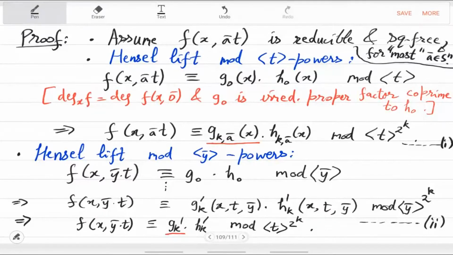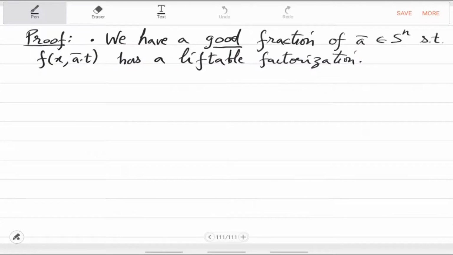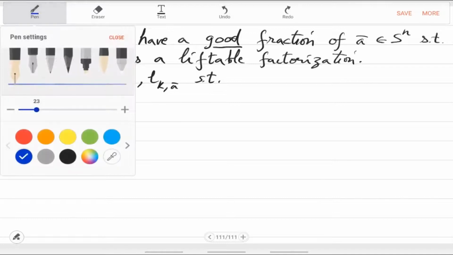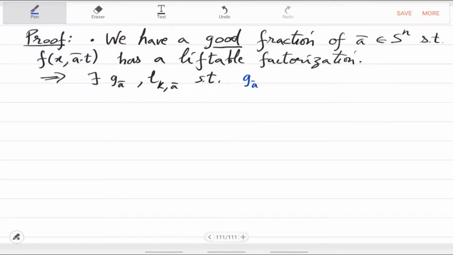Which means that for a good fraction of A bars, f(x, A bar t) has a liftable factorization, which implies that there exist G A bar and L k comma A bar such that G A bar (x, t) is G k prime (x, t, A bar) times L k A bar.